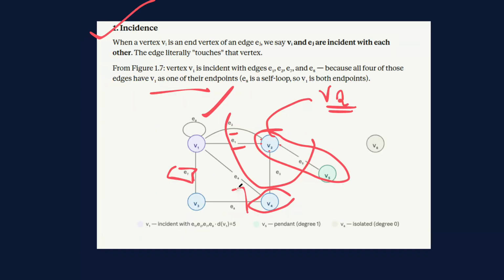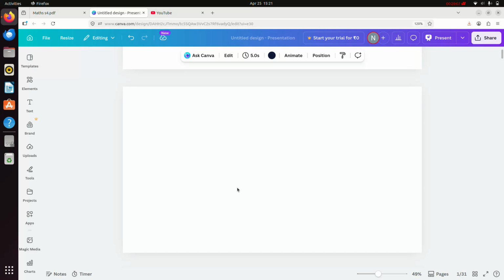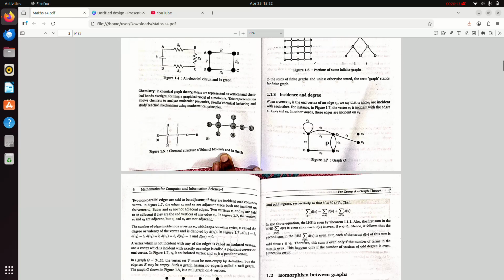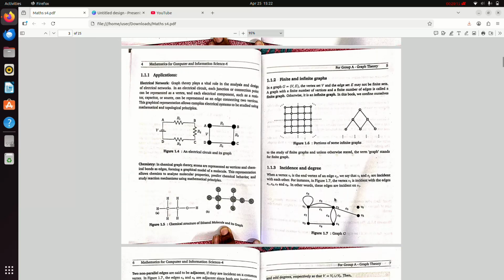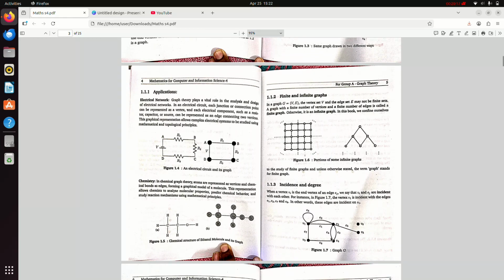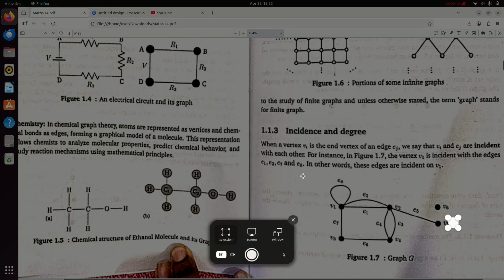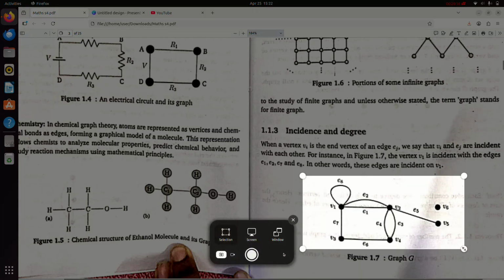Now, we cannot consider this example. I will show you figure 1.7 in the text. If you see this figure, the study of adjacency will be much easier.